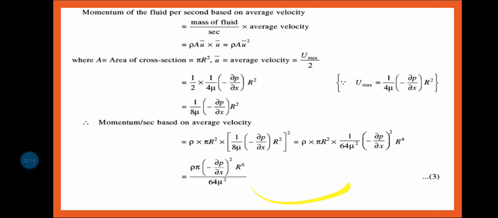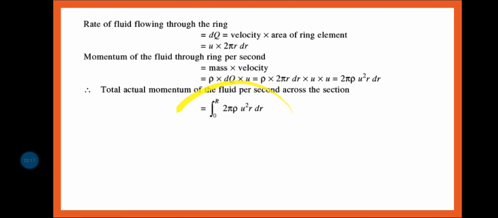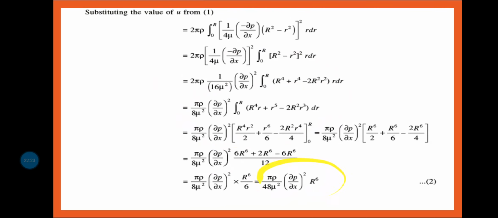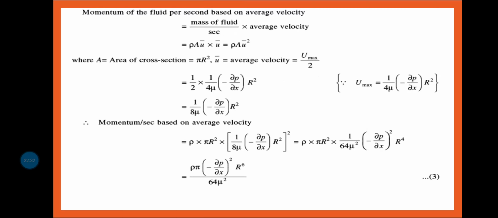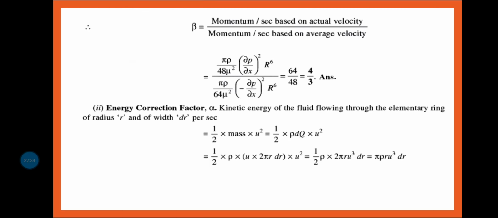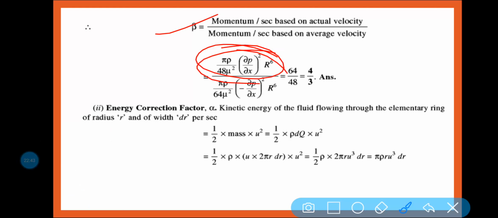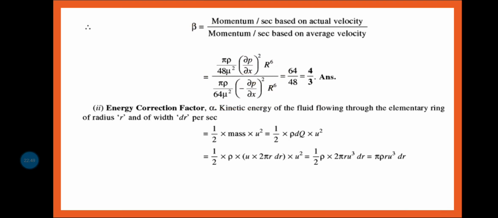How can we find it out? Again you see, this is based on the actual velocity momentum. You have got this pi rho by 48 mu square into (del p by del x) whole square into r to the power 6. So ultimately put all the values, then you can find out the momentum correction factor. For actual velocity over average velocity, ultimately 4 by 3 is the correct answer. So 4 by 3 is the momentum correction factor in case of a circular pipe.